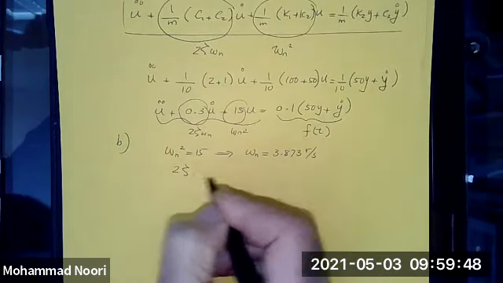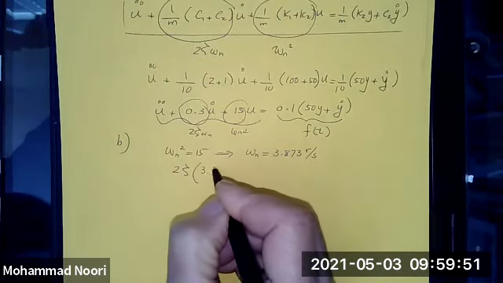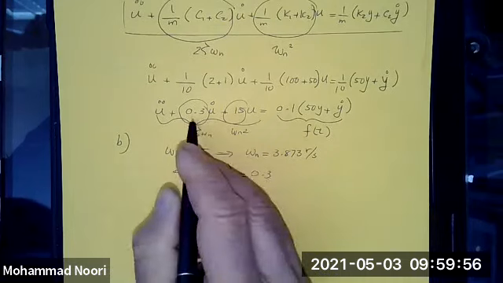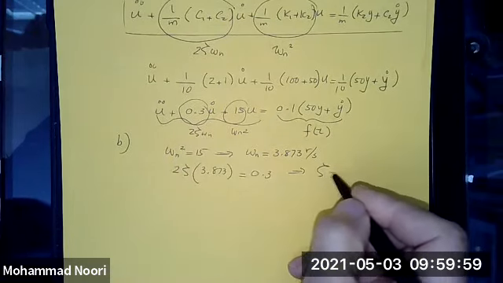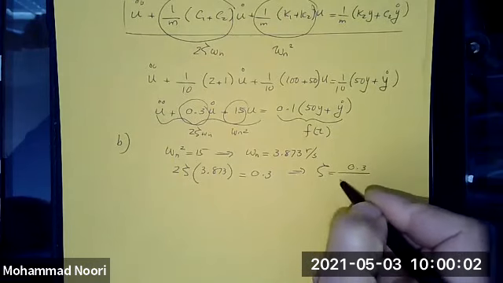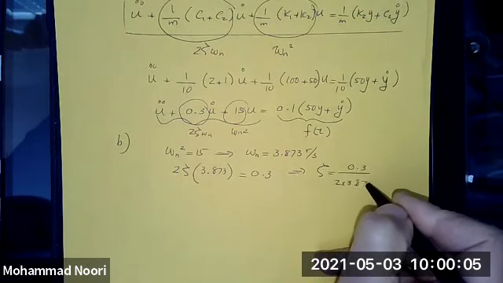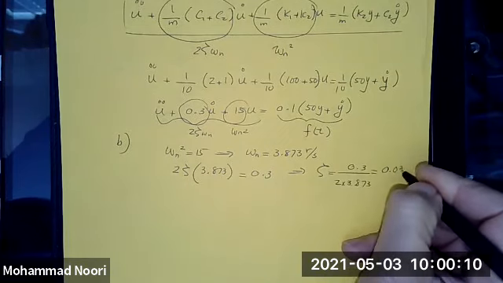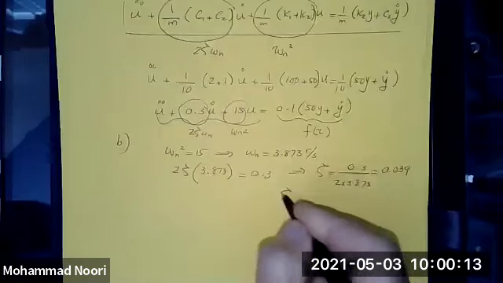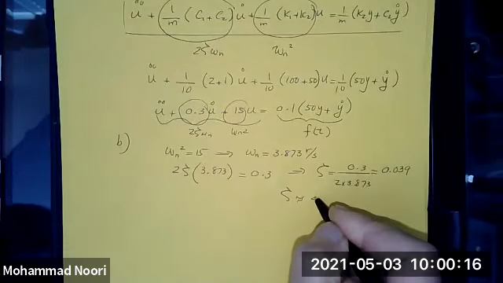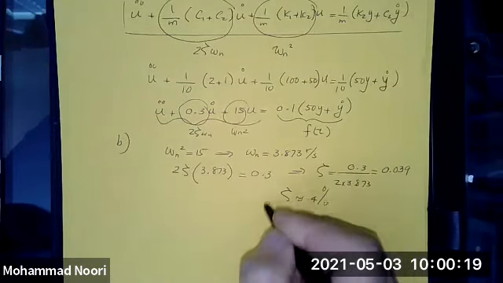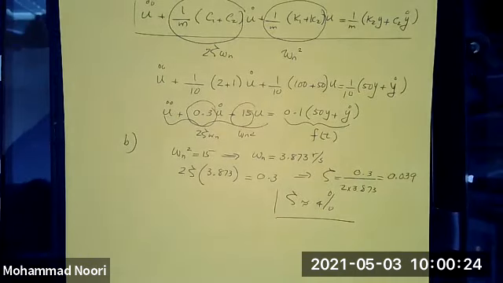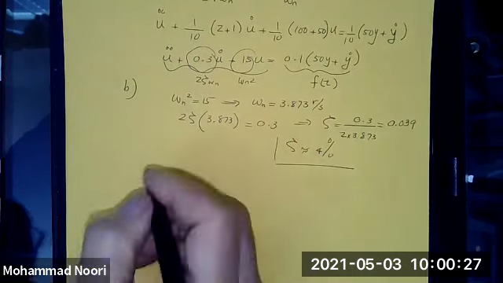So 2 zeta omega n, with omega n equal to 3.873, is equal to 0.3, right? So from here, zeta comes out to be 0.3 divided by 2 times 3.873, or 0.039, or zeta is almost 4%. Okay? Any questions? All right. One more part.